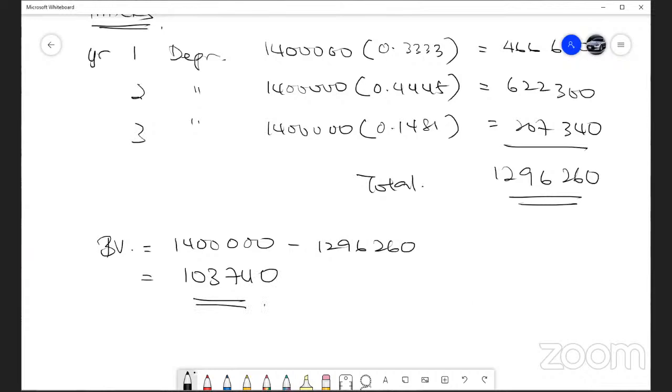If you remember the table I showed you just now, after year 3, the salvage value is 7.41%. So another way you can do it is to use 7.41% times the initial value.